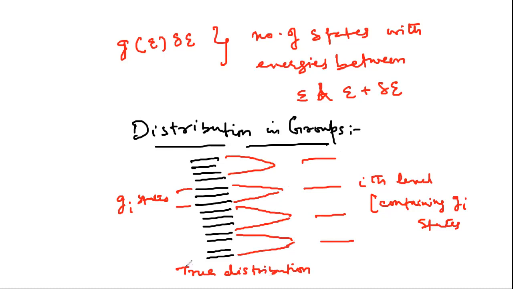So the left side is my true distribution of the states. My right side, which I obtained by grouping the states, we call this grouped distribution. Now each level, ith level in this grouped distribution is containing actually Gi states, and Gi is large, right?